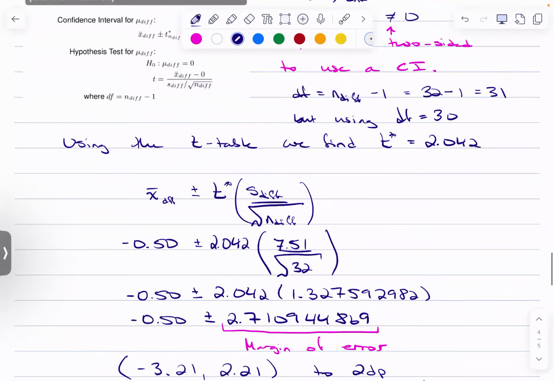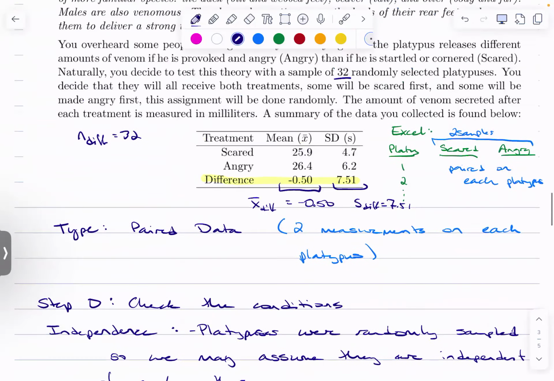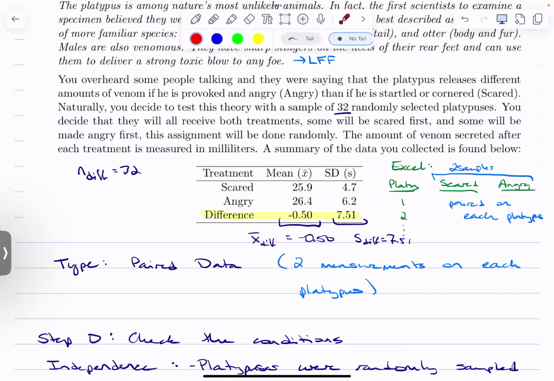And so in this case, I think we would have done, what was it? Yeah, we did scared minus angry for the differences. And so if it's consistently negative, it means that the angry is consistently higher than the scared, right? Meaning that they do excrete more when they're angry versus when they're scared. Or if it's entirely positive, then it means that the scared is consistently higher than the angry, right? But if it's over 0, then they're basically the same.